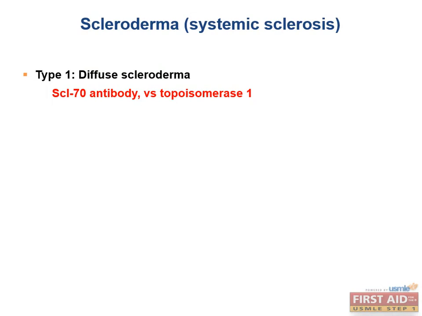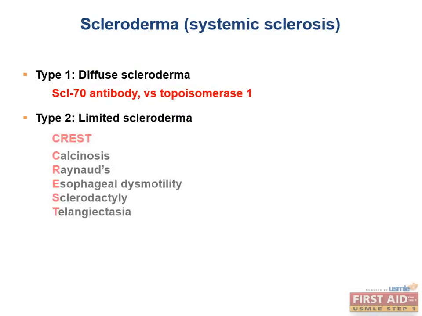So what does topoisomerase 2 do? It cuts both strands of the supercoiled DNA helix simultaneously. The second type is a form of limited scleroderma, which affects certain areas more specifically. This is called CREST syndrome, and stands for calcinosis, Raynaud's phenomenon, esophageal dysmotility, sclerodactyly, and telangiectasia. Usually these patients have fewer skin findings than people with diffuse disease, and if they do, tend to see it on their fingers and face.